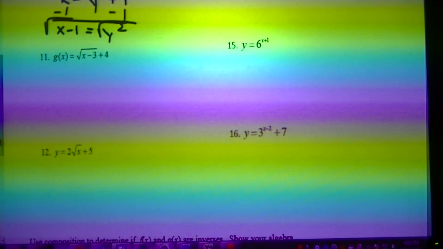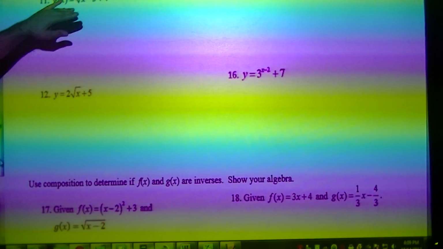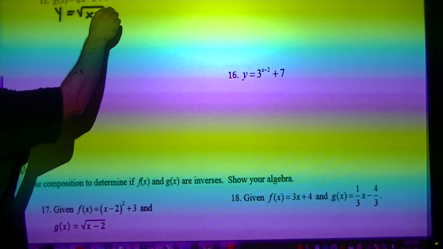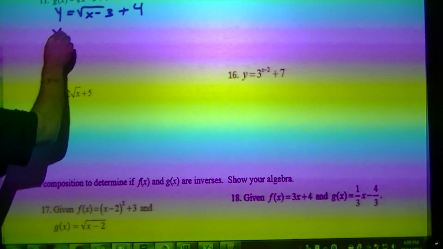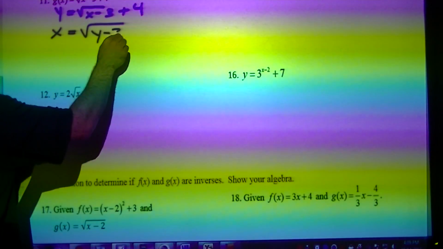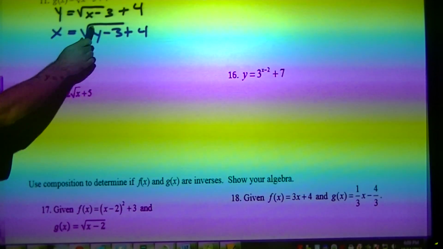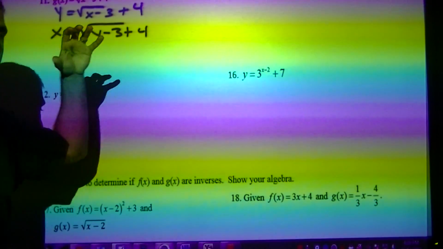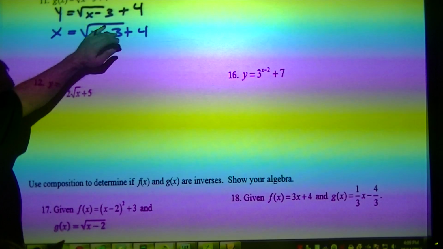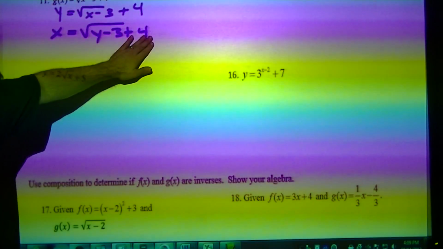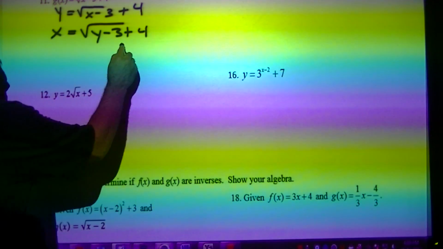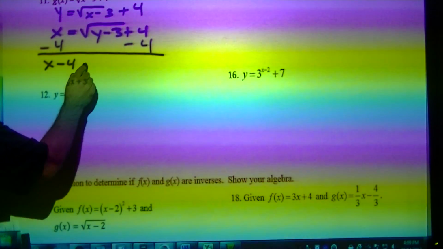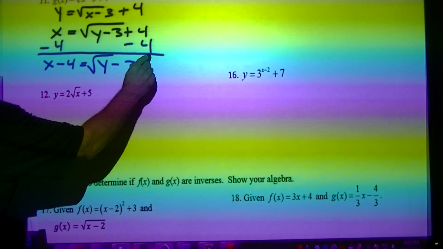Just like the other functions, I'm going to replace, this is going to be y equals the square root of x minus 3 plus 4. I'm going to switch x and y. I want to get this y by itself. Now, what you have to think of is this square root here is like a shield protecting the negative 3. So I got to get rid of that first. But before I do that, I want to move that 4 over through subtraction. So that's x minus 4 equals the square root of y minus 3.